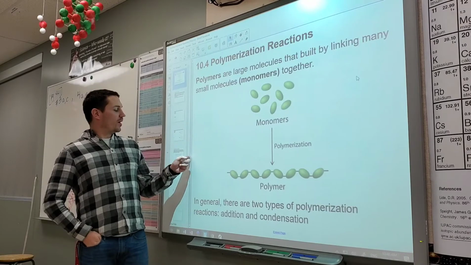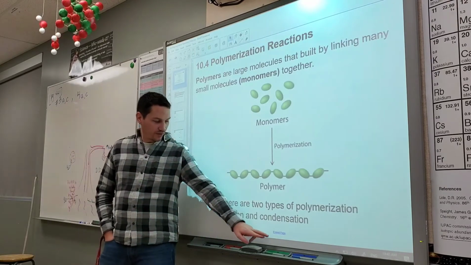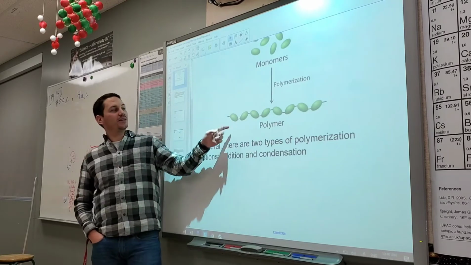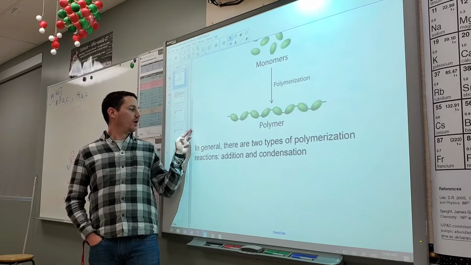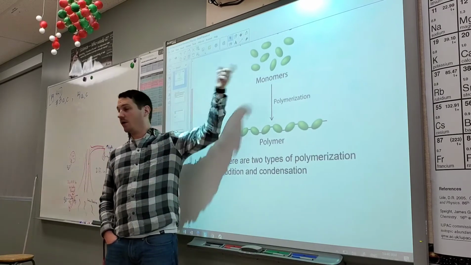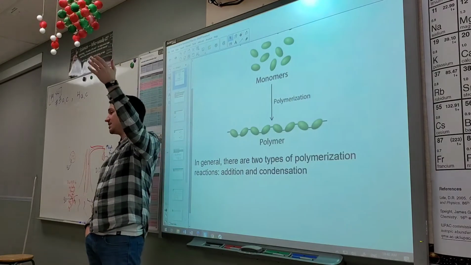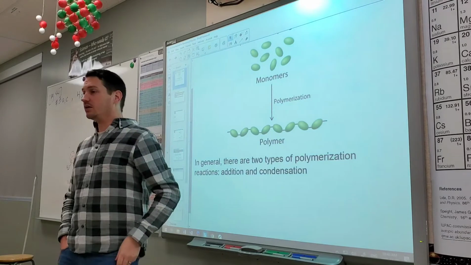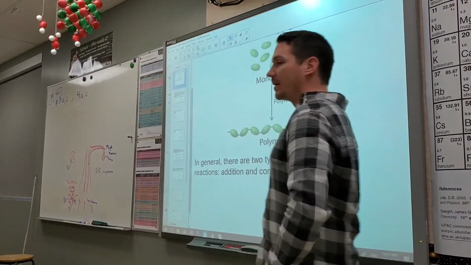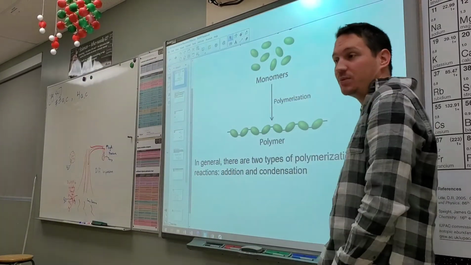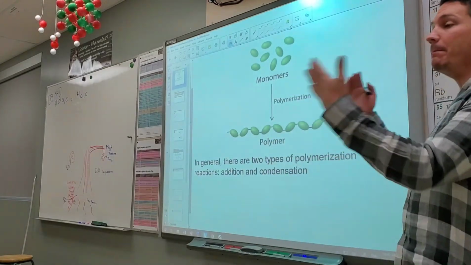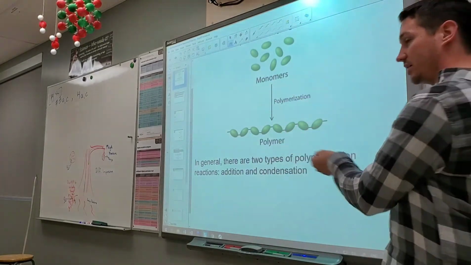So when you're making a polymer, just in general, this is the polymer we want to make. We have to string together a bunch of smaller versions of that polymer, or monomers. Does it make sense why they're called monomers? What does mono mean? One. What does poly mean? Multiple, many. So a polymer is many of these monomers strung together.